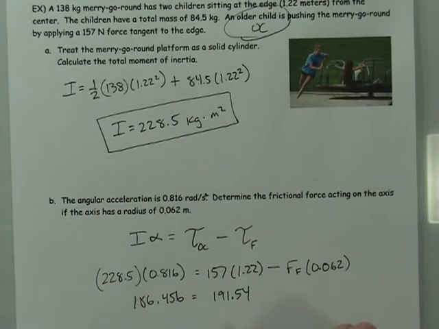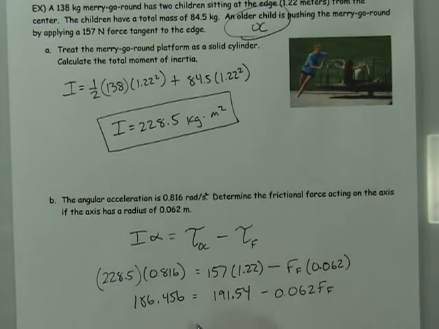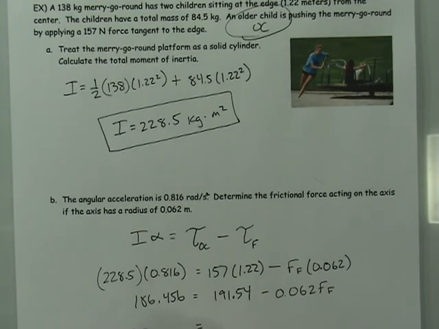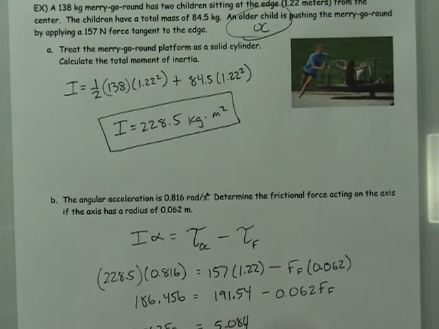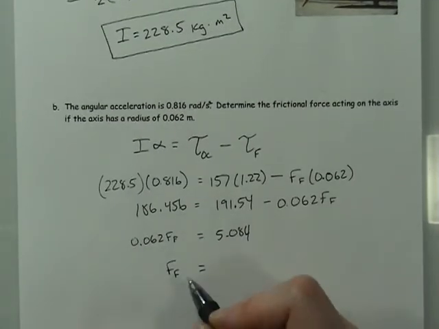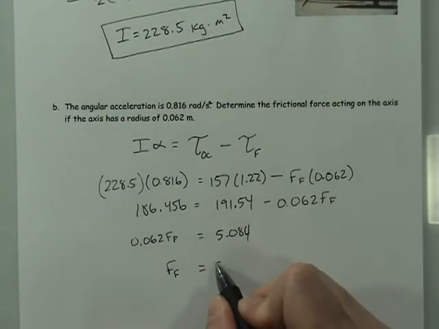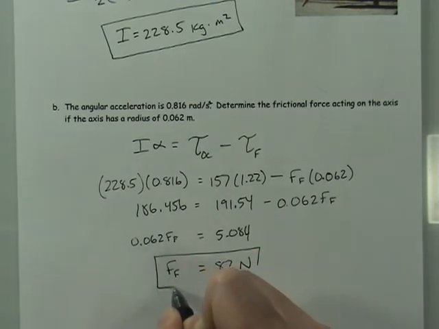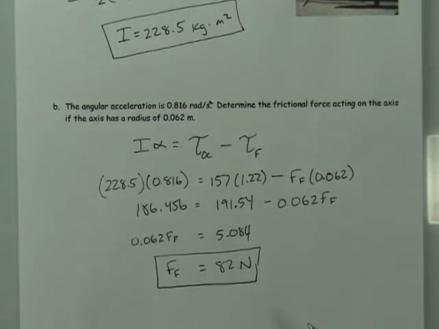Make sure you're checking these in your calculator. Go through these and make these calculations yourself. And that's going to be minus 0.062 F of F. So moving everything over to the other side, I'm going to move the 0.062 F of F over to the left by adding it. I'm going to subtract the 186 over to this side. I'm going to end up with 0.062 F of F is equal to 5.084. And therefore, when I divide finally by 0.062, I will end up with 82 newtons.